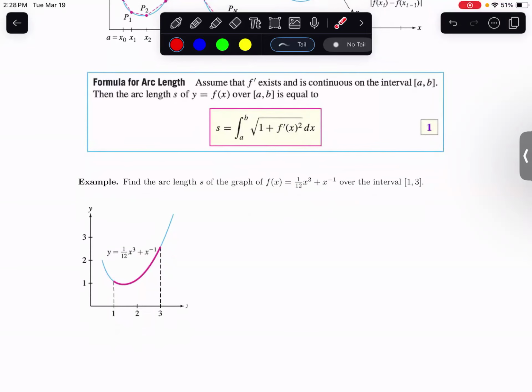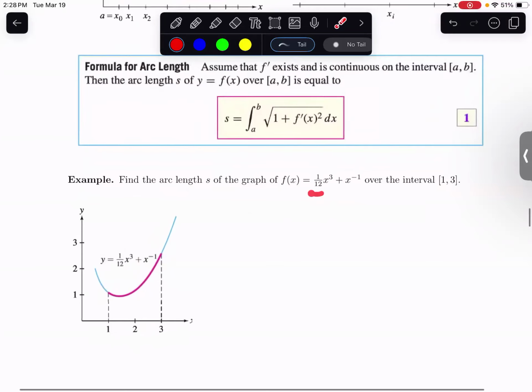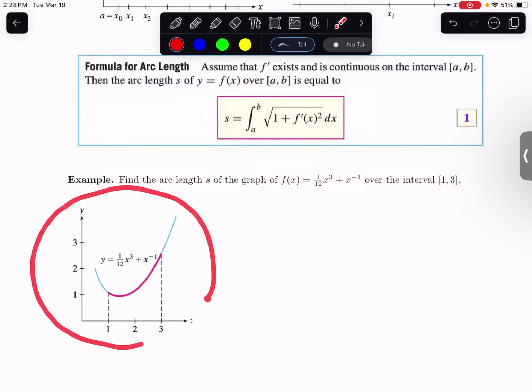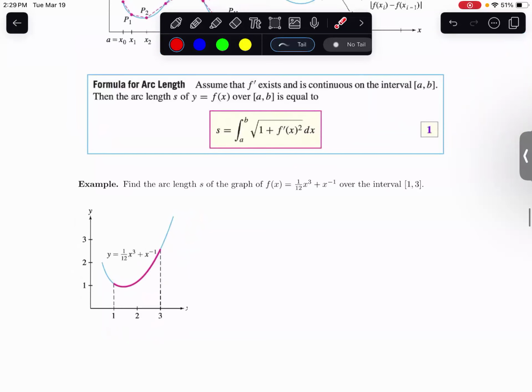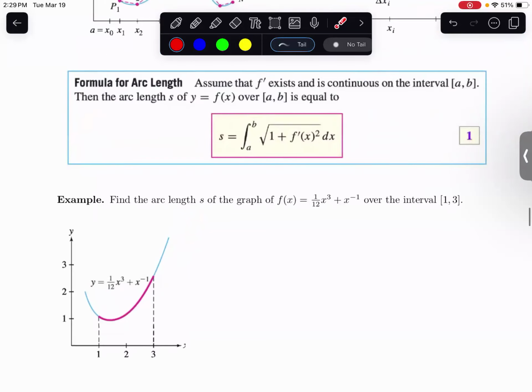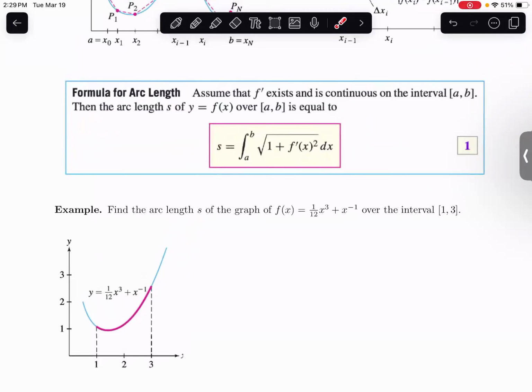For the first example, we want to find the arc length s of the graph of f of x equals 1 over 12 times x cubed plus x to the minus 1, over the interval from 1 to 3. This is the graph pictured on the left-hand side, and the part of the curve in red is what we want to compute the length of. To start off this problem, let's determine what f prime of x is, because we want to determine what 1 plus f prime of x squared is. So just start off small by seeing what the derivative of f is.